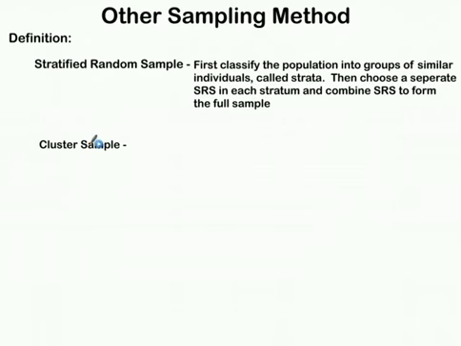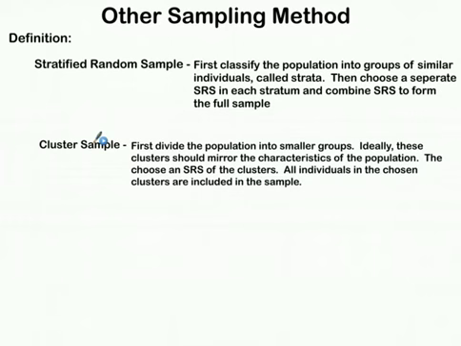A cluster sample. A cluster sample means that you're first going to divide the population into smaller groups, just like you did in a stratified random sample. Ideally, these clusters should mirror the characteristics of the population, and then you'll choose a simple random sample of the clusters. All individuals in the chosen clusters are included in the sample.